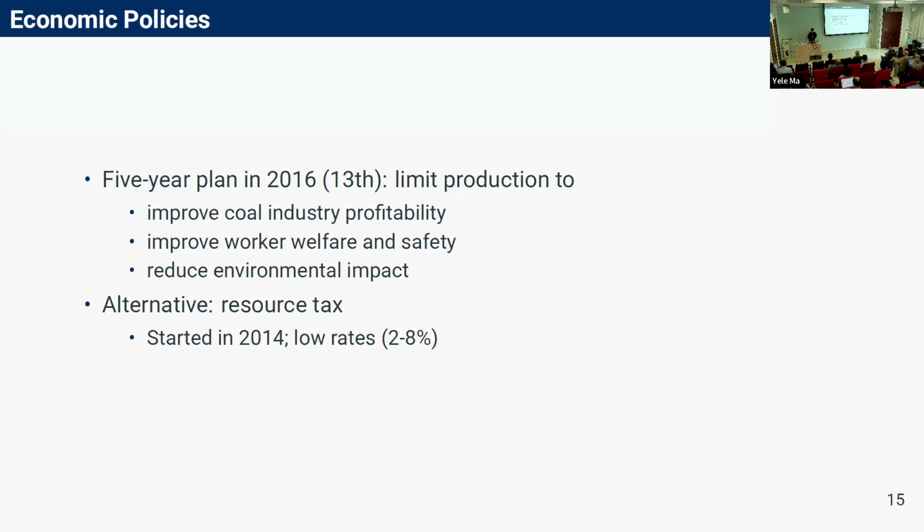So the key policy we study is the 13th 5-year plan initiated in 2016 with a lot of focus on the so-called supply side reforms, which limit production with the goal of improving the profitability of the coal industry, improving the safety, probably with also other concerns on environmental impacts.